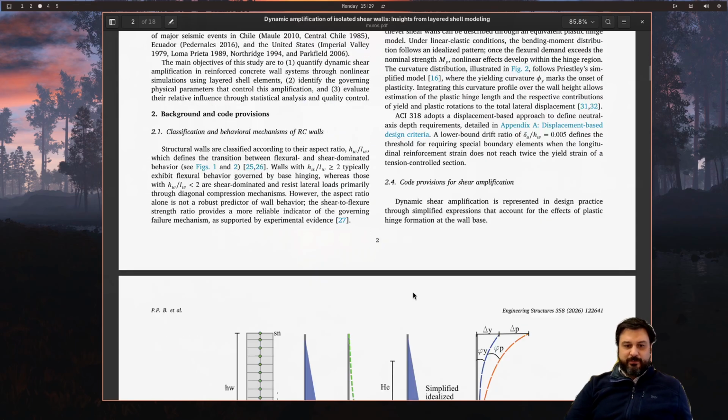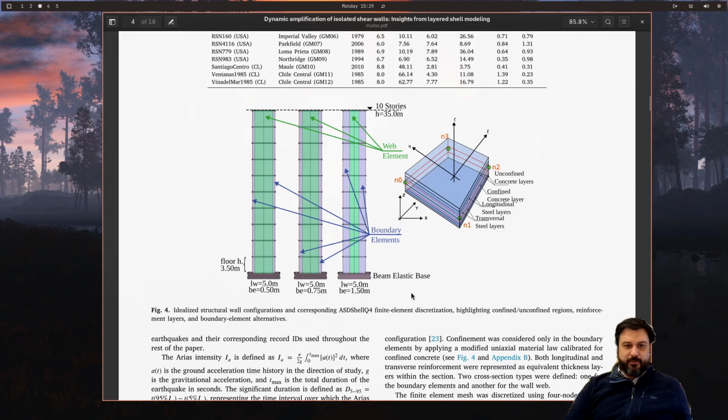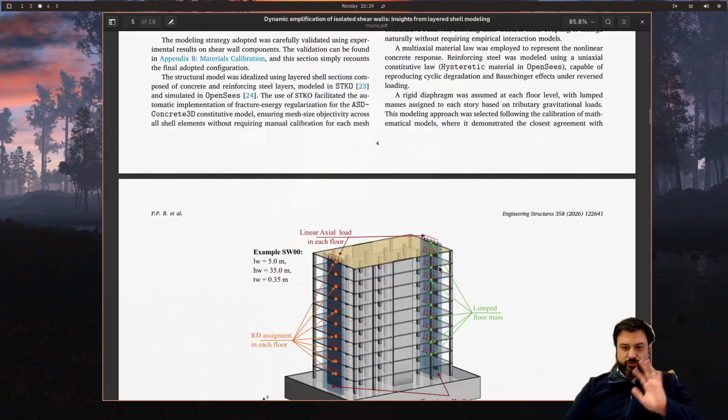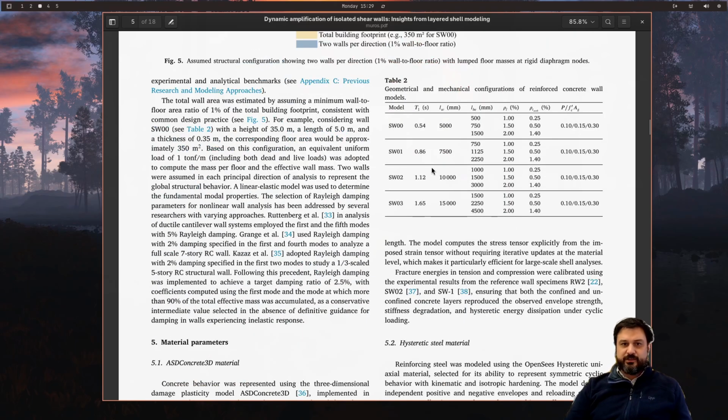Now, the way we went about this is by modeling. So we created models of just a wall, and we swept several designs. So here we can see a little table for the different models. So we varied the transverse reinforcement and the web reinforcement and the length of the walls, and we also varied how much axial load the walls were carrying.